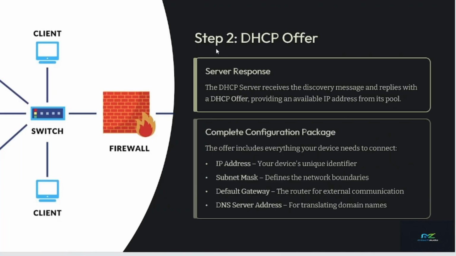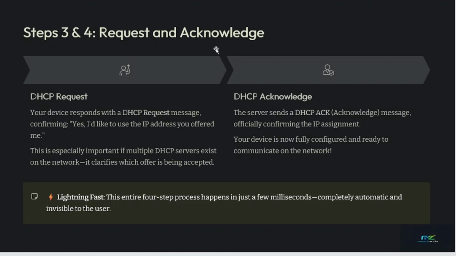Now, step 2. DHCP offer. The DHCP server receives that message and replies with a DHCP offer. It offers an available IP address along with other details like subnet mask, default gateway and DNS server address. Now step 3. DHCP request. Your device then responds with a DHCP request saying, yes, I would like to use the IP address you offered me. This tells the server which offer it's accepting, especially if there are multiple DHCP servers on the network.